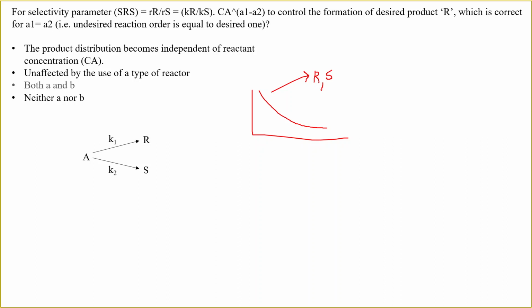Again, that statement is true too, because whether you put it in a PFR or in a CSTR, the conversion of both of them will take place at a similar rate, since the order of the reaction is very important and they are both equal. And then we have the option both A and B, and the last one is neither A nor B. So we can clearly see that options A and B are correct. So both A and B, that is option C, is the correct answer for this question.